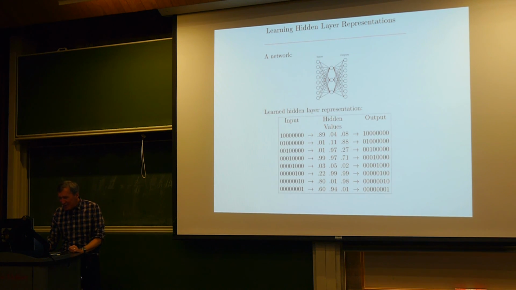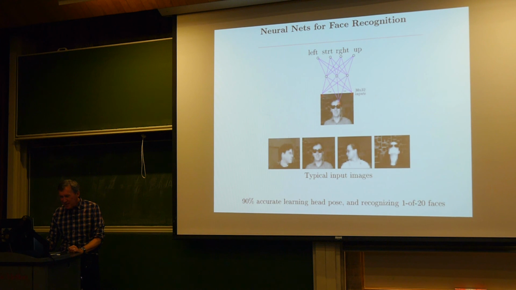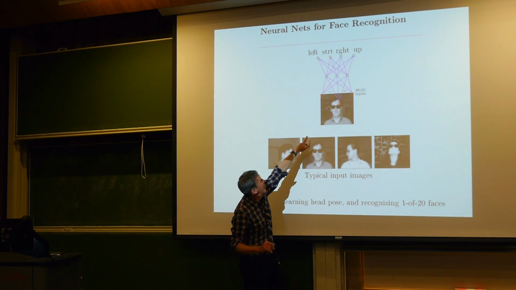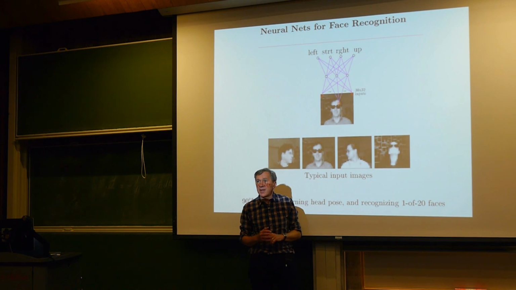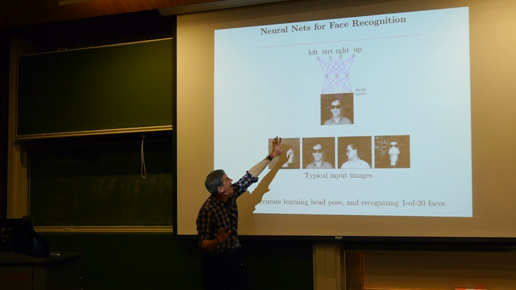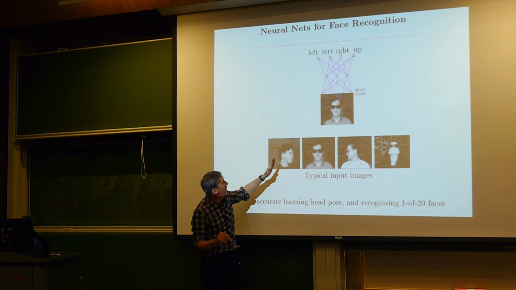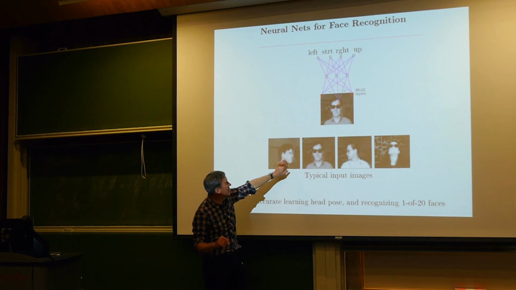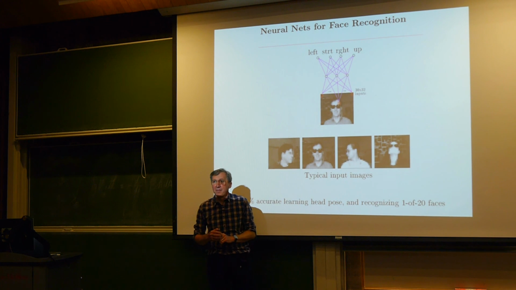Okay, so I want to move ahead because I want to talk about some other examples. Let me quickly talk about this one too, because it illustrates even better the idea of continuous representations. Here's another very simple network. It has a picture as input, a 30 by 32 grid of pixels, only 3 hidden units, and then 4 outputs that are meant to classify the image according to whether the person is looking to their left, straight ahead, to their right, or up.